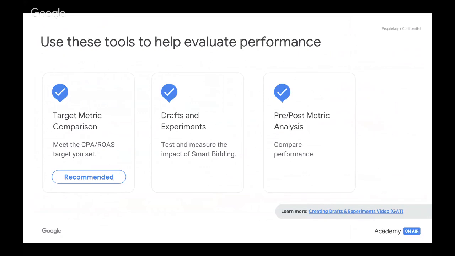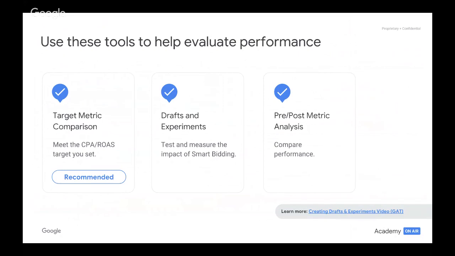So the 2 on the left, first we have target metric comparison. That's very simply, we've set a target CPA of £5 or a target return on ad spend of 200%. Are we hitting that goal during the time period once we've left that learning phase? And the goal is that we are. But if we're still maybe a little bit unsure and we want to do a head-to-head test, we can look at drafts and experiments, which launched a couple of years ago.